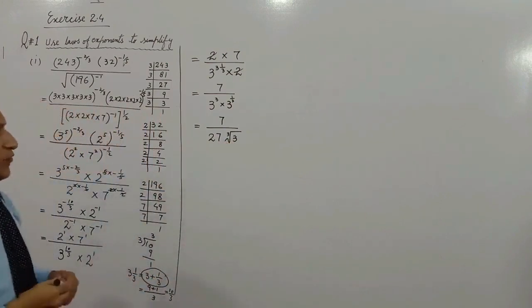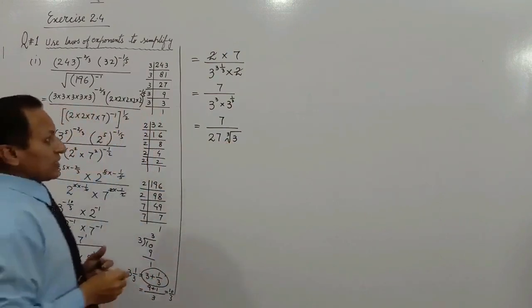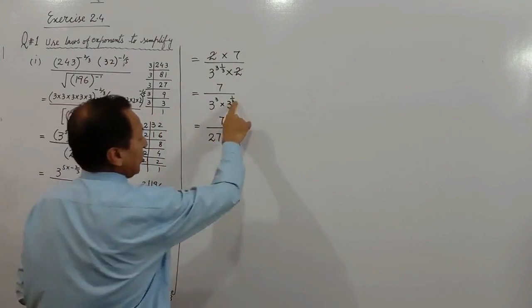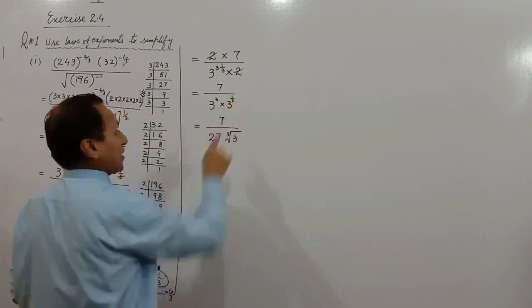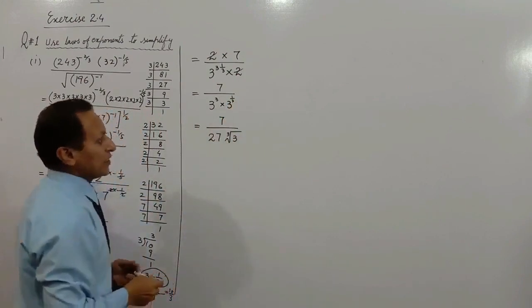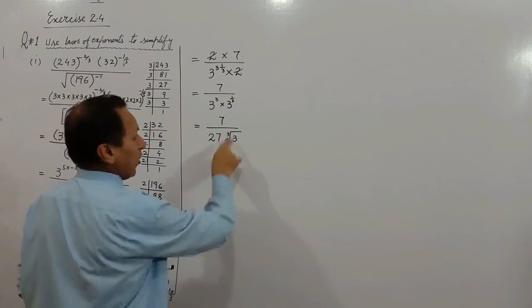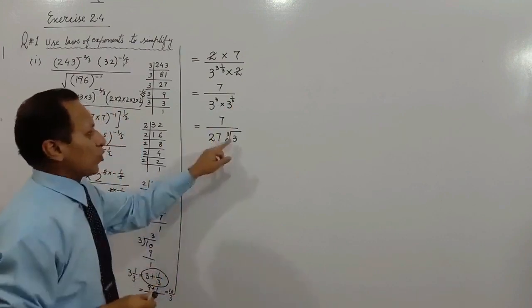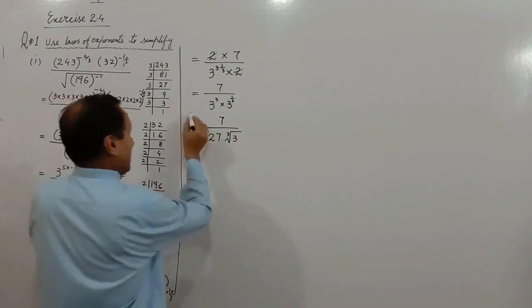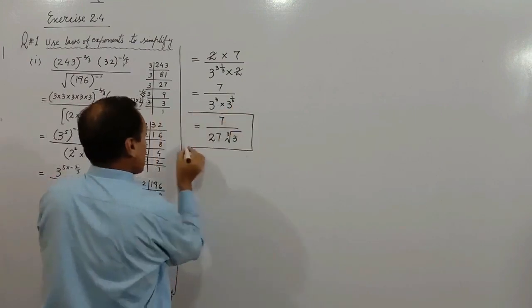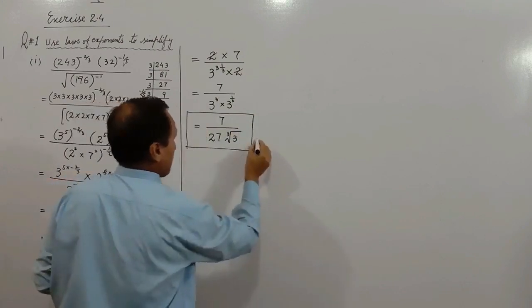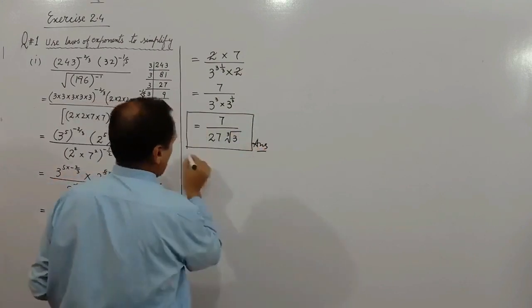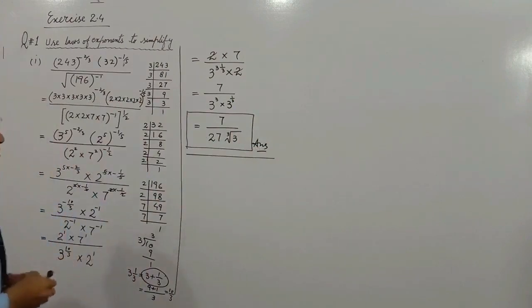Because in the previous lecture of exercise 2.3 we discussed that the 3 is indexed because the power is in a fraction and denominators determine the index. And we write in radical form 3 raised to power 1 over 3, that is written as third root of 3. That is what we learned in exercise 2.3. So that is our simplified answer using laws of exponent for part 1 of exercise 2.4 of question number 1.